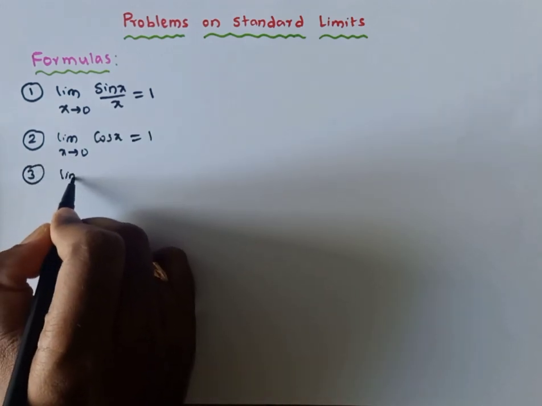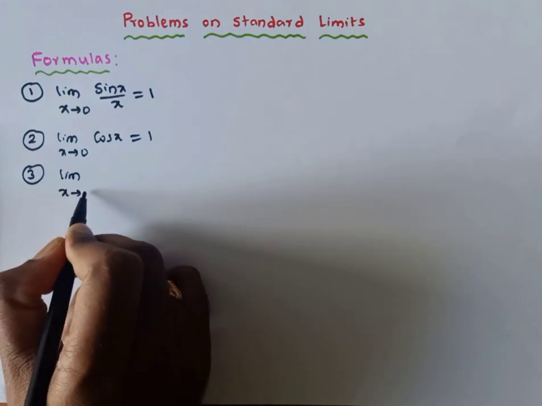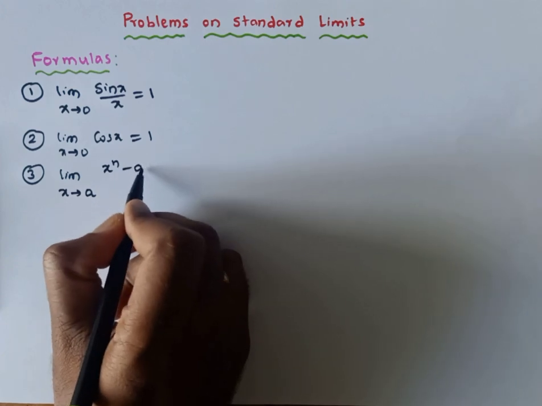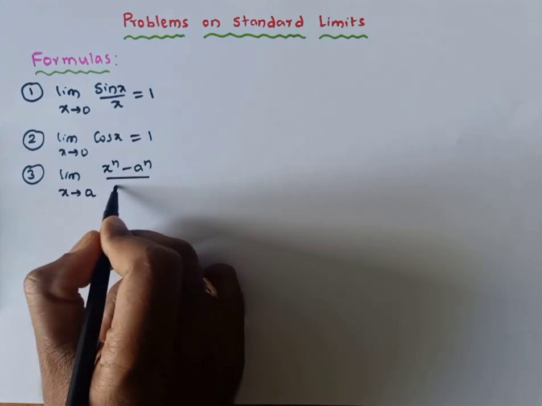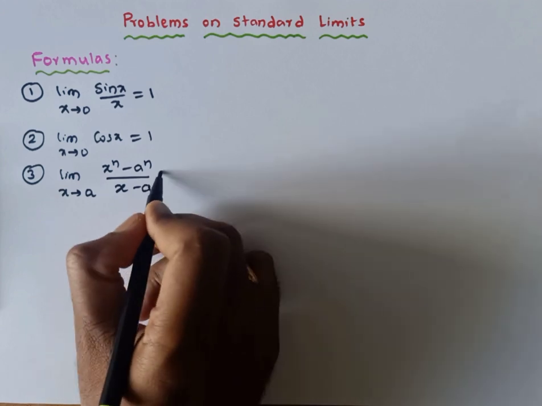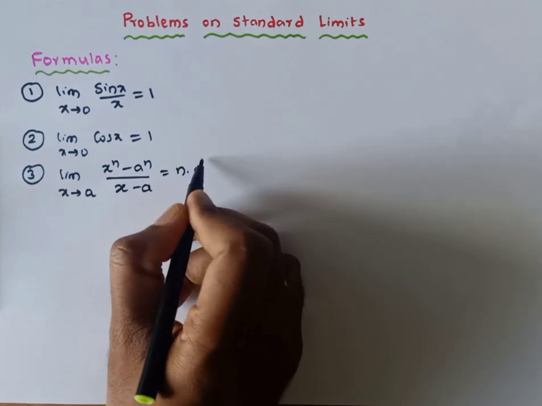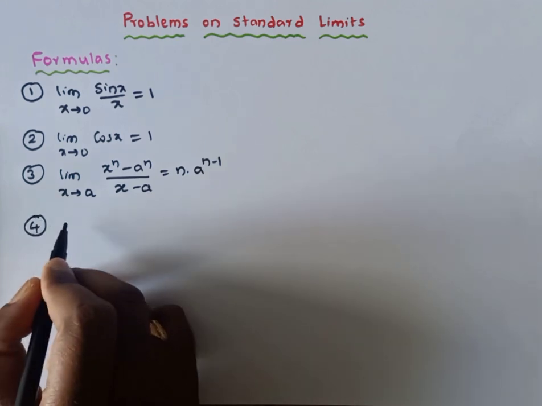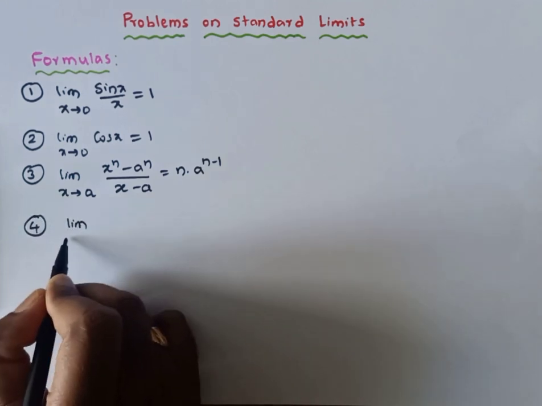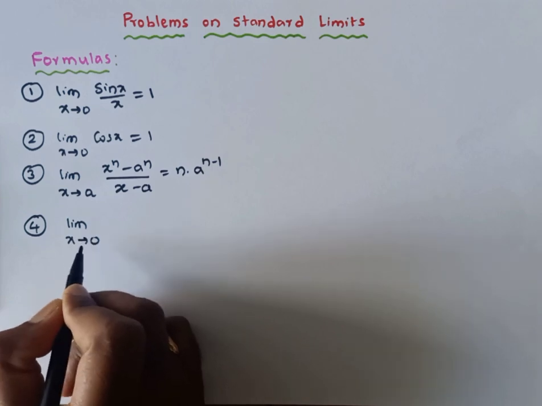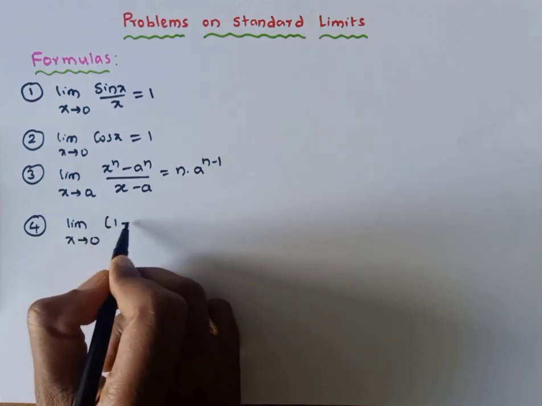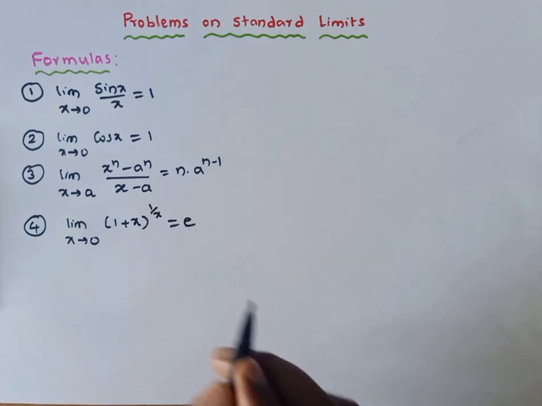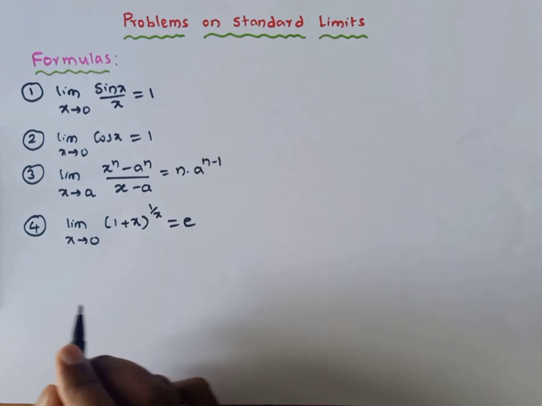Third one: limit x tends to a, x to the power of n minus a to the power of n, divided by x minus a, is n into a to the power of n minus 1. Fourth one: limit x tends to 0, (1 plus x) all to the power of 1 by x, which is equal to e. e is an irrational number.